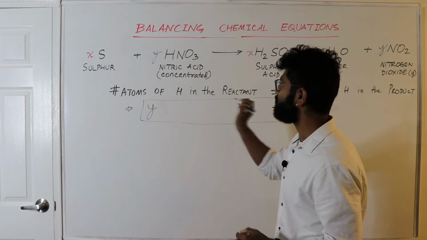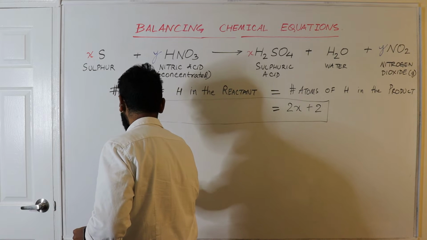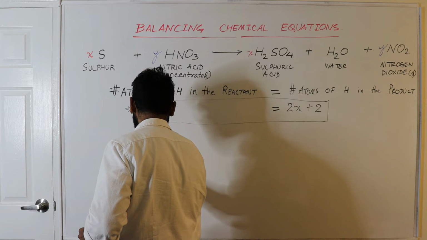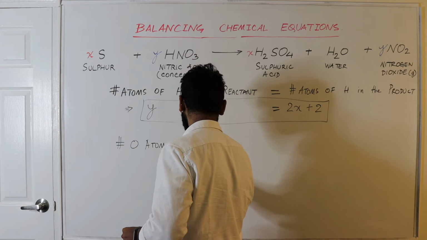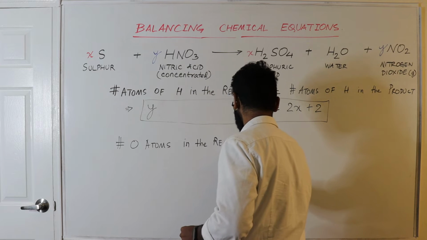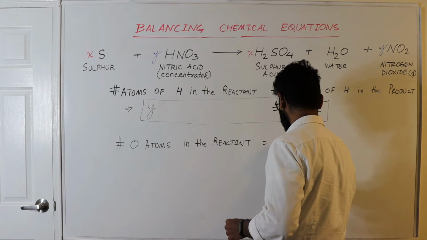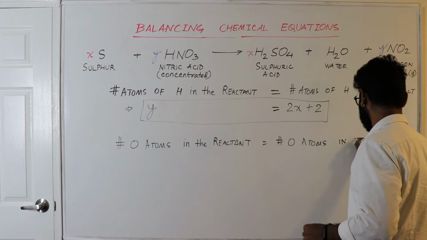Now, we'll also balance the number of oxygen. Now balancing the number of oxygen atoms in the reactant side should be equal to the number of oxygen atoms in the product side.